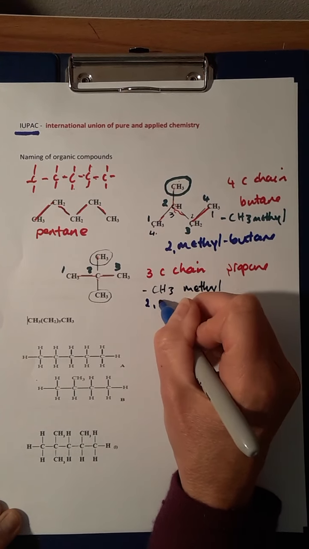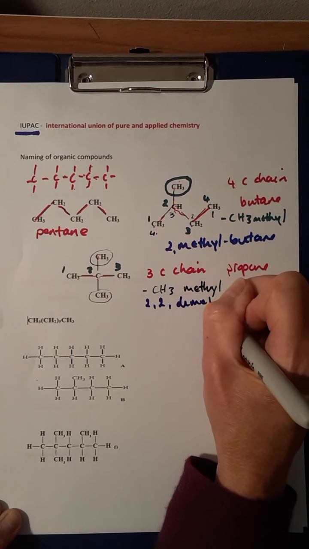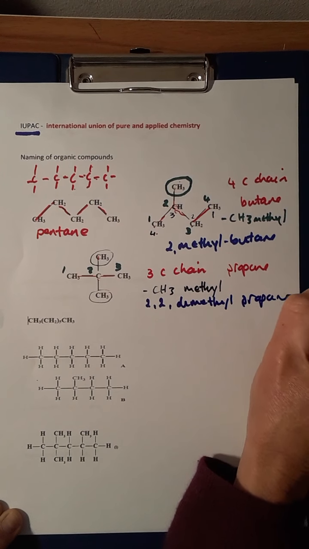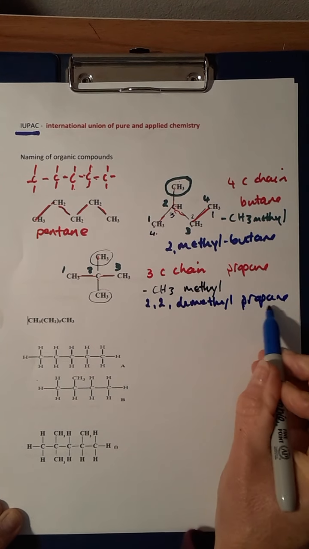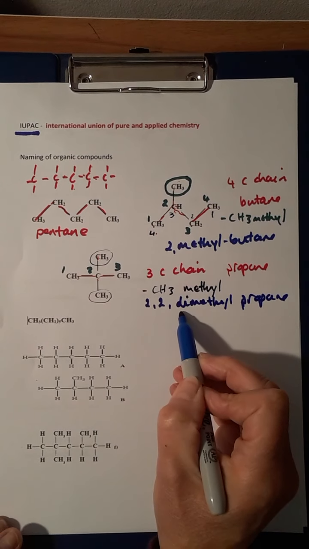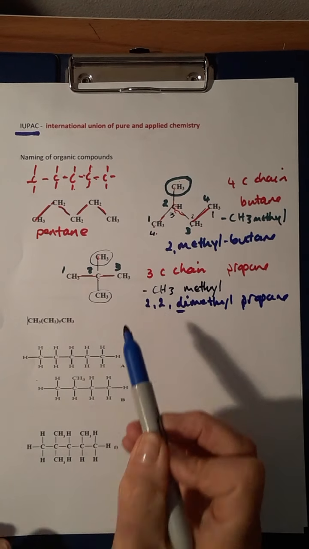This is called 2,2-dimethyl propane. So the stem name is propane because it's a 3-carbon stem. Dimethyl because there are 2 methyl groups attached to carbon number 2. It's 2,2.